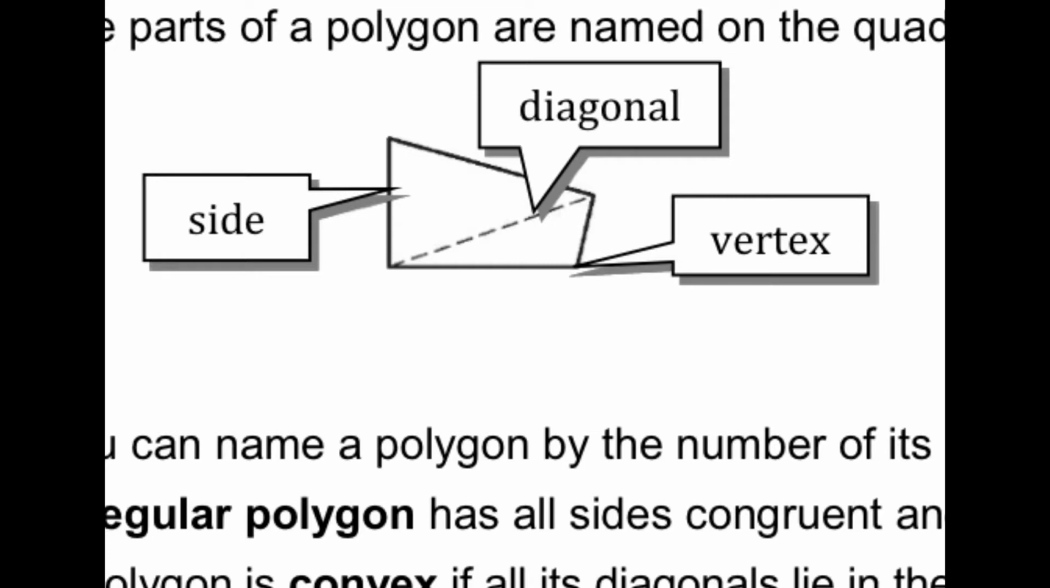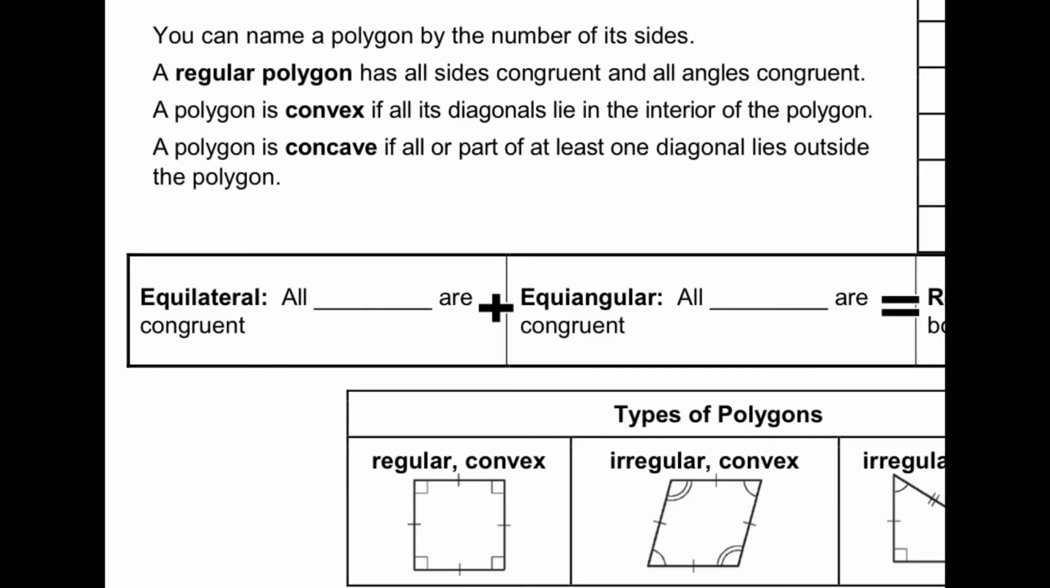There's also this idea of a diagonal. And a diagonal is a line connecting two non-adjacent vertices. So here is not a diagonal, but this would work. Another diagonal in this diagram would be a line connecting these. They are non-adjacent vertices. The definition of a regular polygon: all sides are congruent and all angles are congruent.